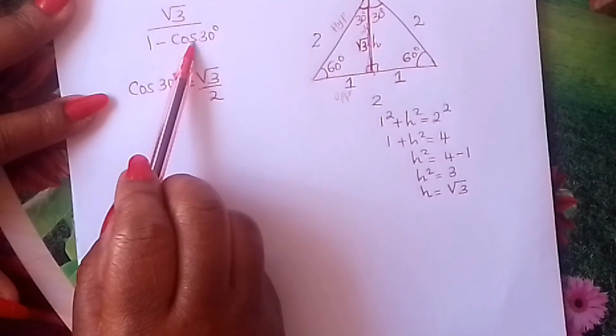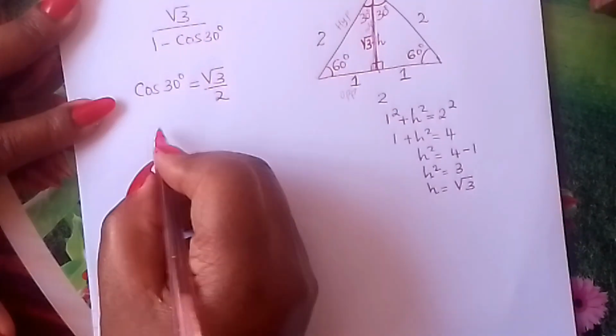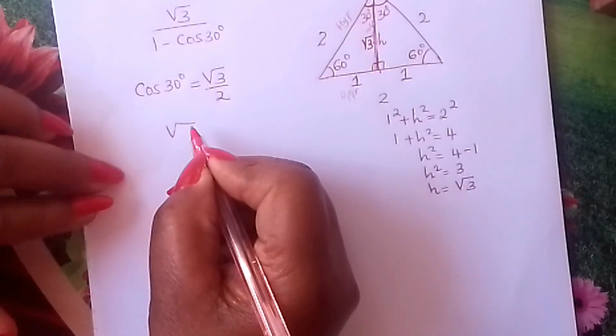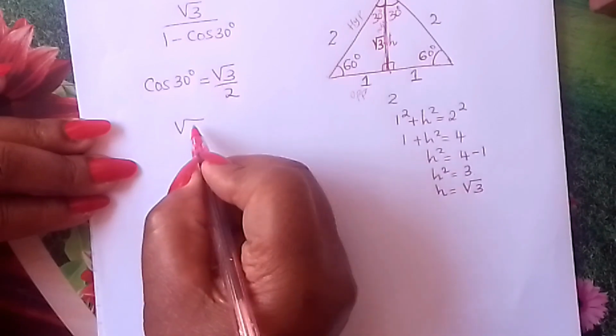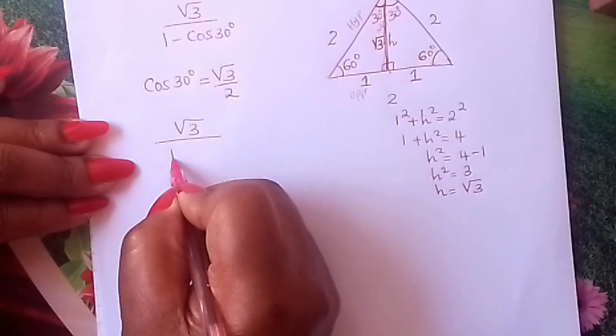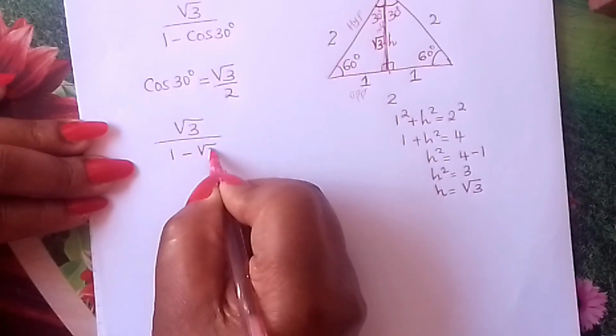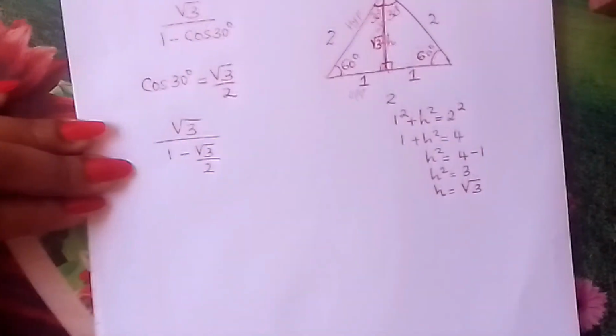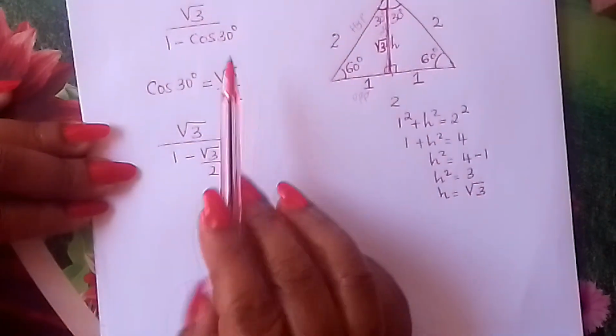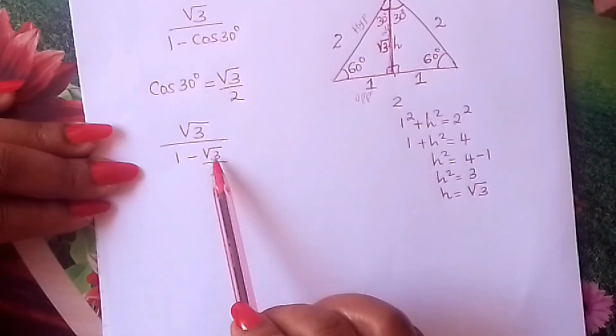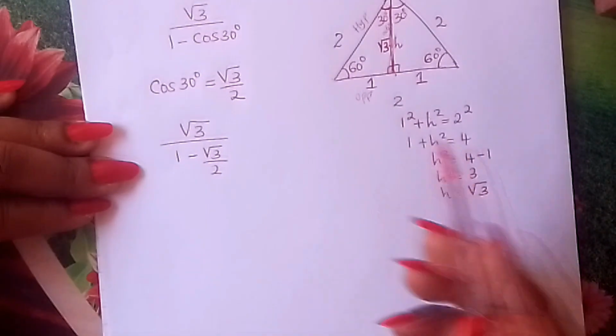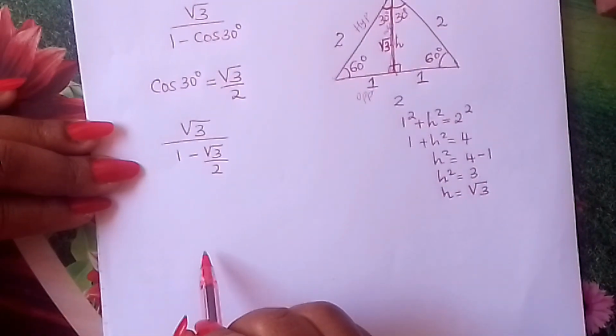So we come and substitute it here, learners. So we talk of square root of 3 over 1 minus root 3 over 2. You have expressed your cos 30 in terms of sides. So from here, how do we simplify this?